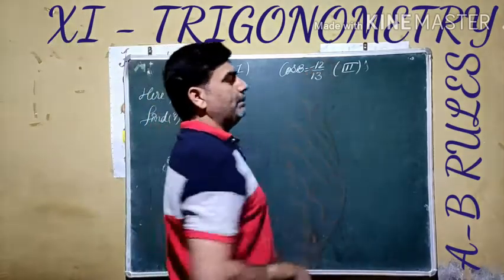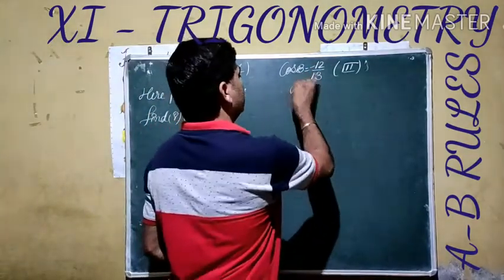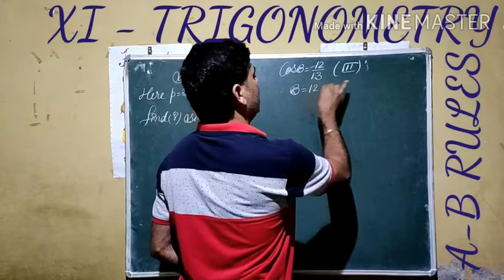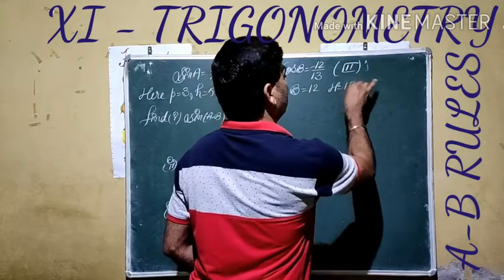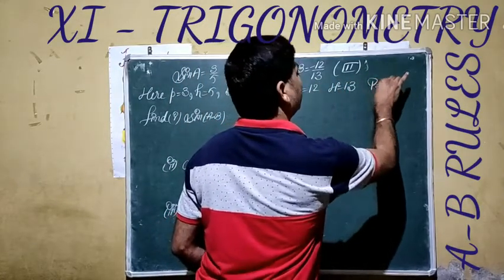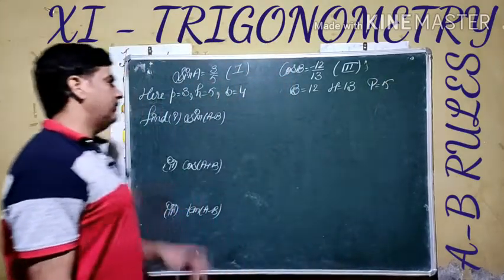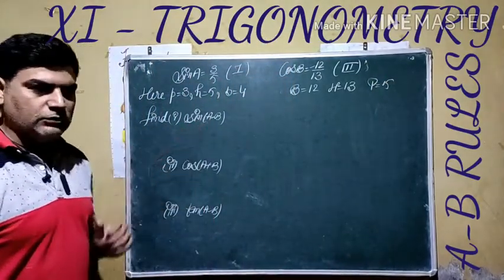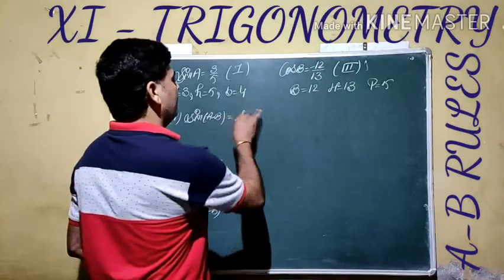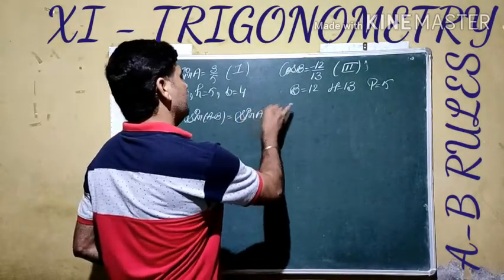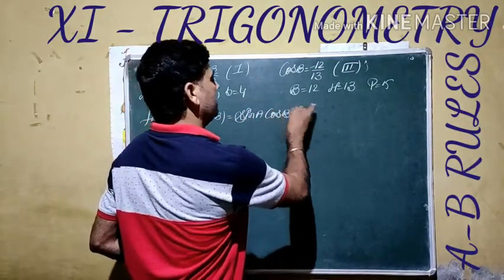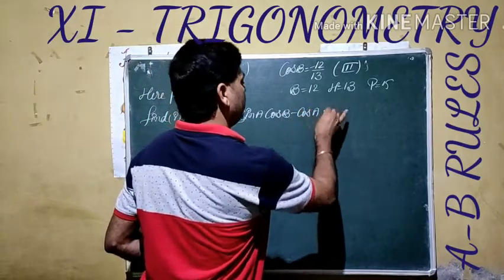Here cos is given by B by H. So here the base is 12, the hypotenuse is 13 and the perpendicular, if we calculate by Pythagoras, we get as 5. Now we are going to use the AB rules. Sine of A minus B is given by sine A cos B minus cos A sine B. Now we are going to use the values.